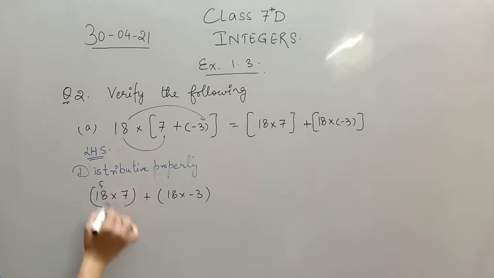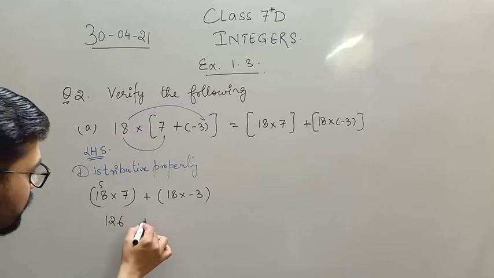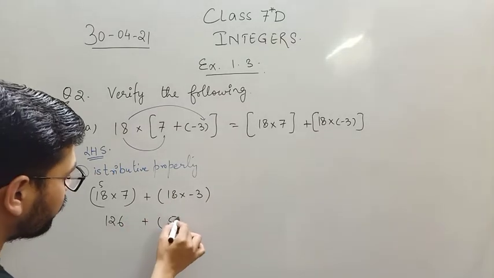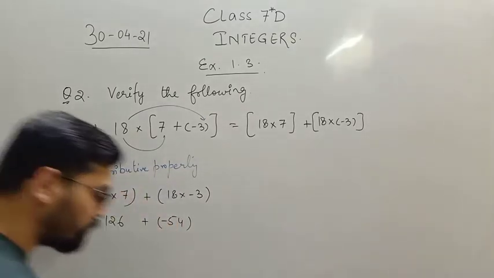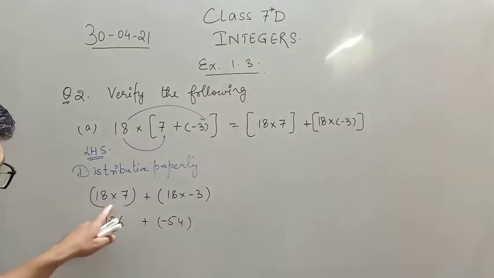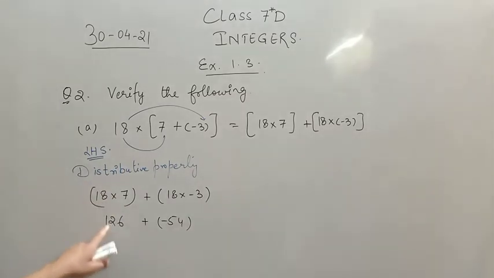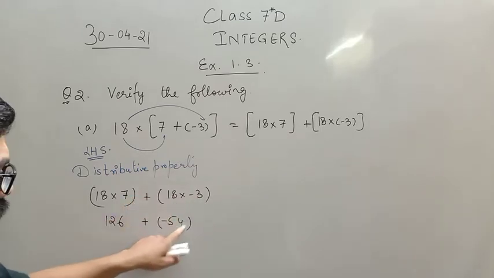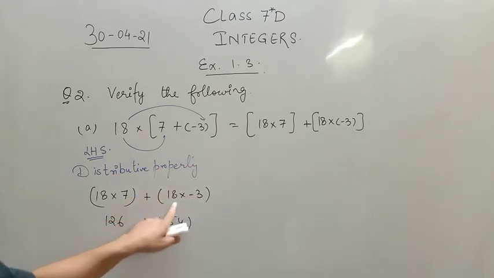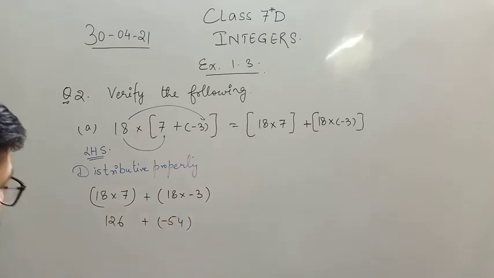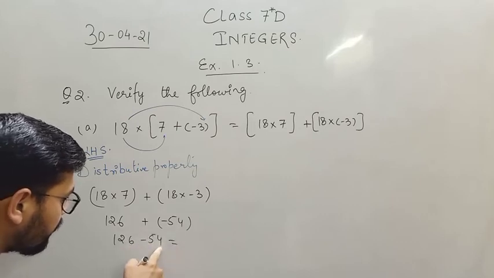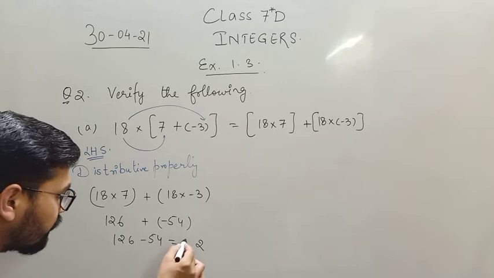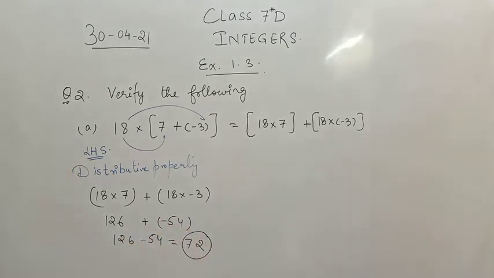7 8s are 56, 7 plus 1, 7 1s are 7 plus 5, 12, so 126, plus 18 3s are 54 but minus 54, right? Any doubt in this? This is a simple multiplication. 3 8s are 24, 3 1s are 3 plus 2, 5, or you can simply write 18 3s are 54 but with a negative sign. Now plus minus minus, so what you will get, 6 minus 4 is 2, 12 minus 5 is 7, so 72 you will get in the LHS.